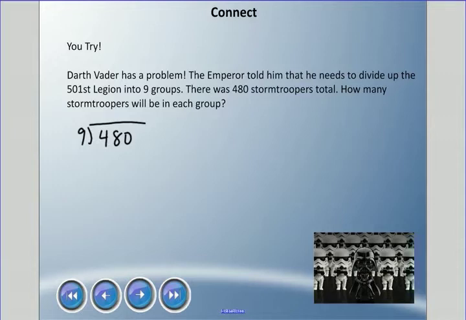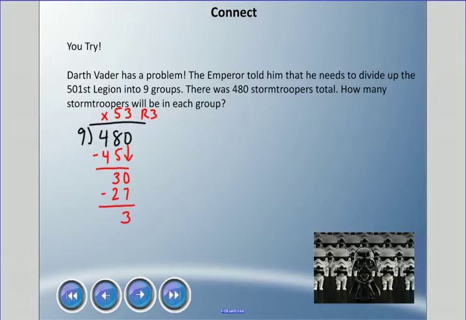So 9 cannot go into 4. So I'm going to put X there. But 9 can go into 48. And 9 times 5 is 45. That's the closest I can get without going over. I'm going to subtract that. I get a 3. 9 cannot go into 3, so I'm going to bring down this 0 and it becomes a 30. 9 can go into 30 3 times, which is 27. That's the highest I can go without going over. I'm left with a 3. So I have 53 remainder 3.